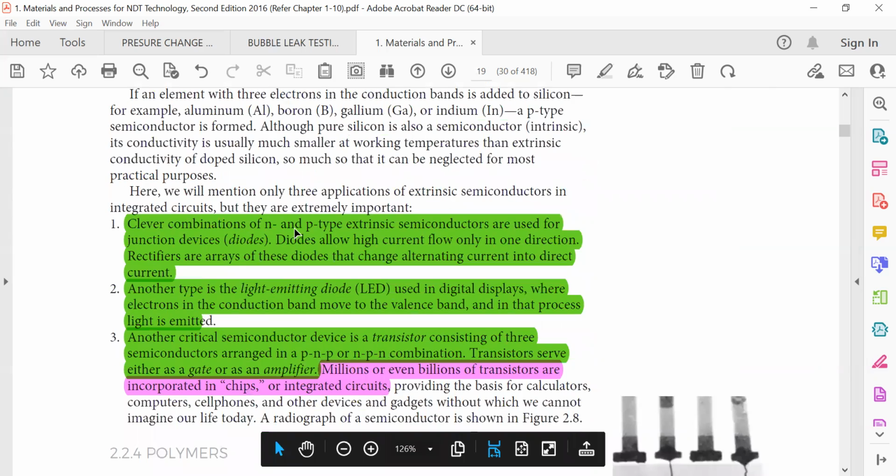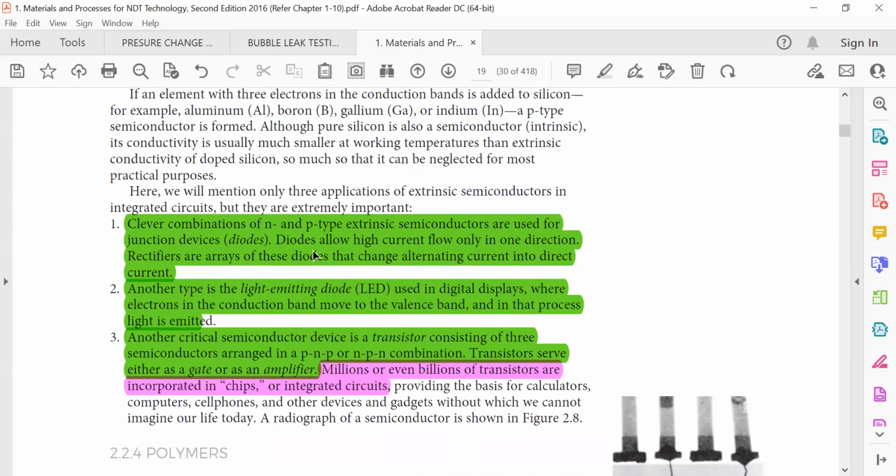A clever combination of n-type and p-type extrinsic semiconductors is used for junction devices, diodes. Diodes allow high current flow only in one direction. Rectifiers are arrays of these diodes that change alternating current into direct current. Another type is the light emitting diode, LED, used in digital displays, where electrons in the conduction band move to the valence band and that process emits light.